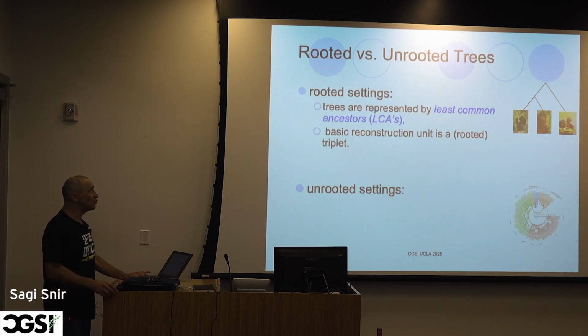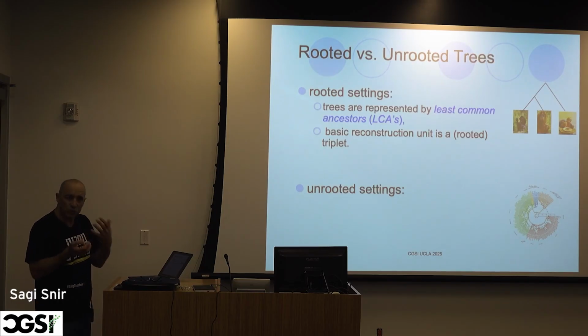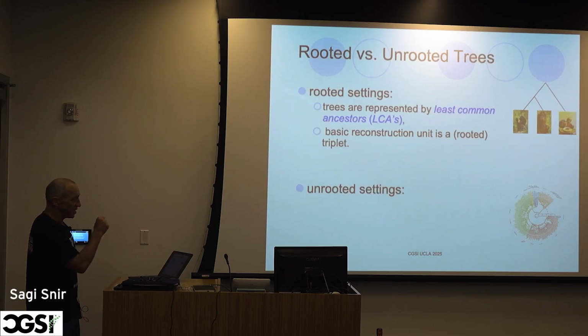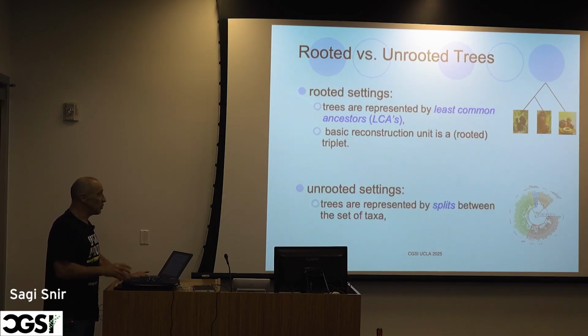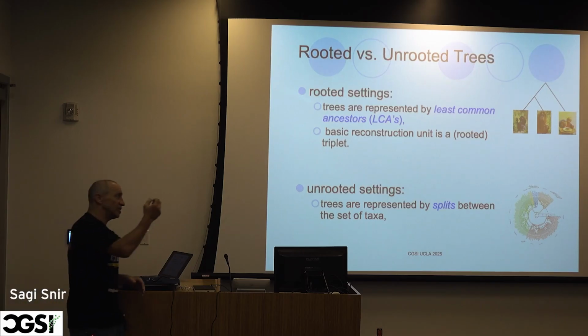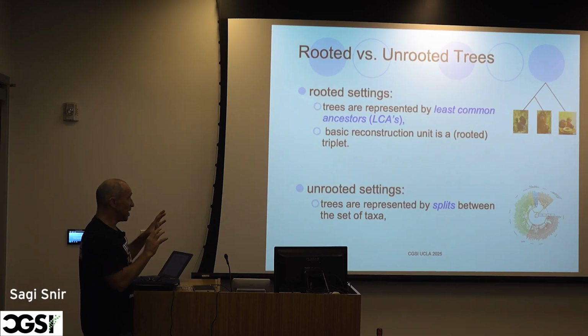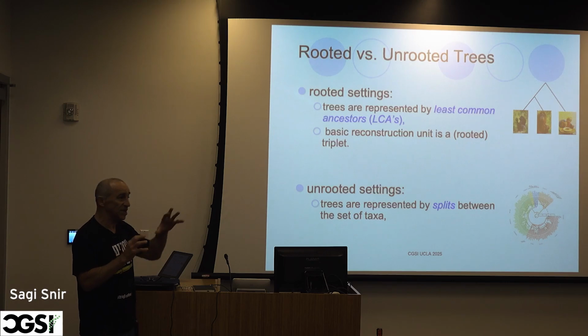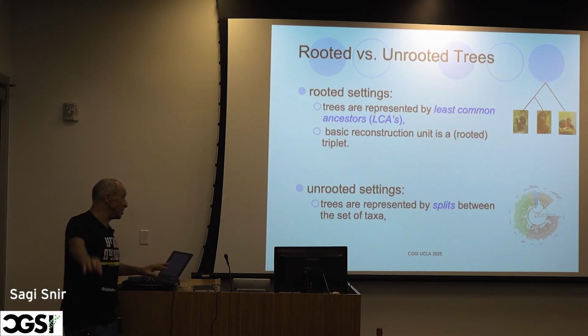However, in the unrooted setting, that is not the true history, because we don't have the notion of time. This is the unrooted setting. We don't have a time notion and we don't have ancestry here. We have splits. When we take an edge from a tree, the tree is disconnected, and we have splits between sets of taxa: some in one subtree, the others in the other subtree.